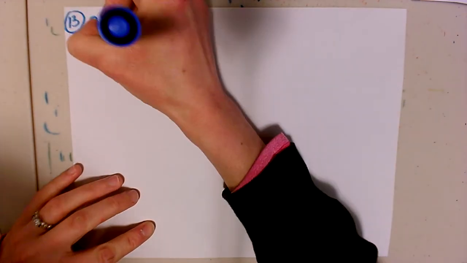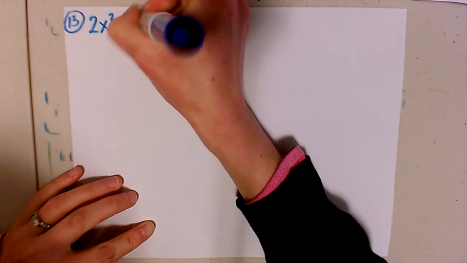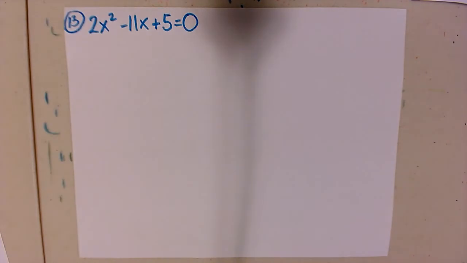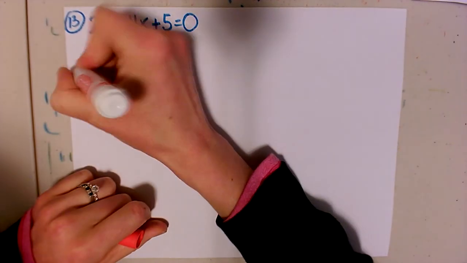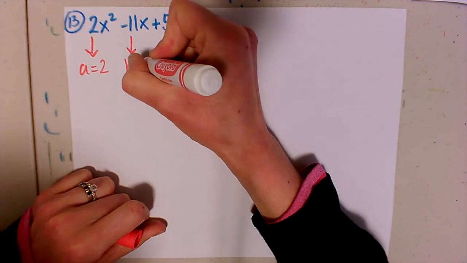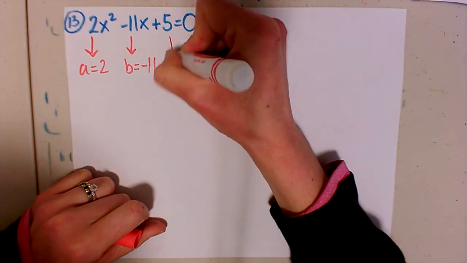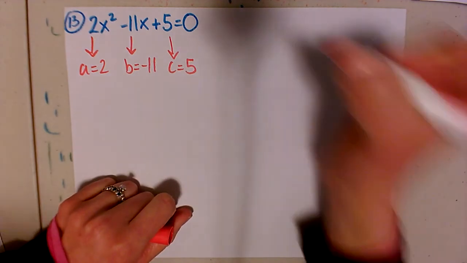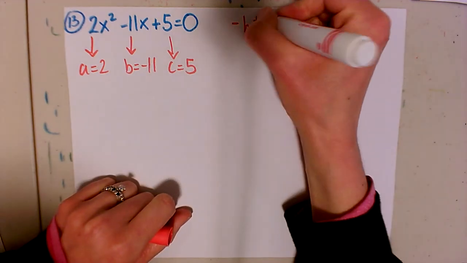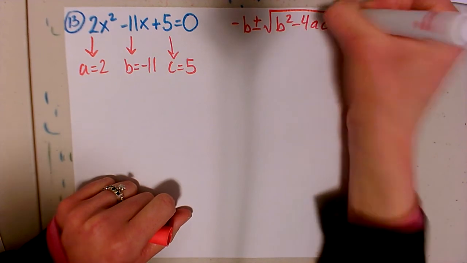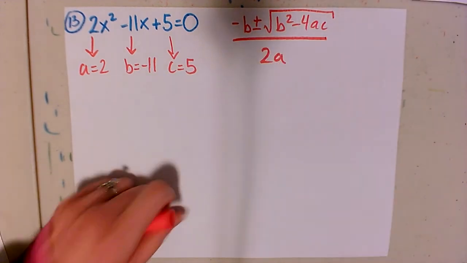So for 13, we have 2x squared minus 11x plus 5 is 0. Okay, so this one's already set equal to 0, which is really nice. So we can identify our terms. A is 2, B is negative 11, and then C is 5. Okay, and then remember our quadratic formula, negative b plus or minus the square root of b squared minus 4ac all over 2a.